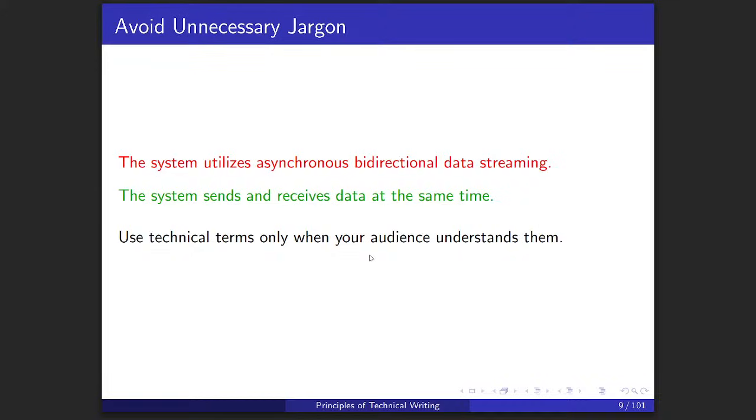So use technical terms only when your audience understands them. You need to keep in mind that not everyone knows perfect English. Someone is weak in English, someone is good in English. If you use the red-line sentence, people who are good in English can understand, but people who are poor in English may not understand that particular sentence.